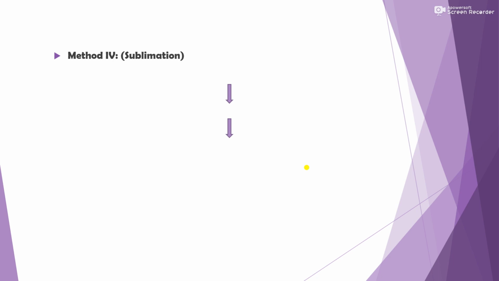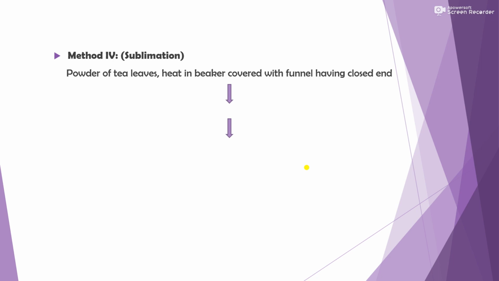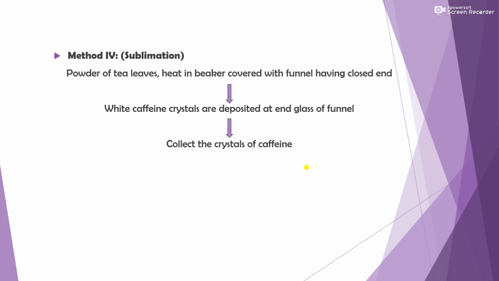Fourth method is the sublimation method. In this, the powder of tea leaves is taken and heated in a beaker covered with a funnel having a closed end. White crystals are deposited at the end of the glass of the funnel. Collect the crystals of caffeine. So this is the simplest method of the 4 methods. So this was about the extraction and isolation of caffeine.